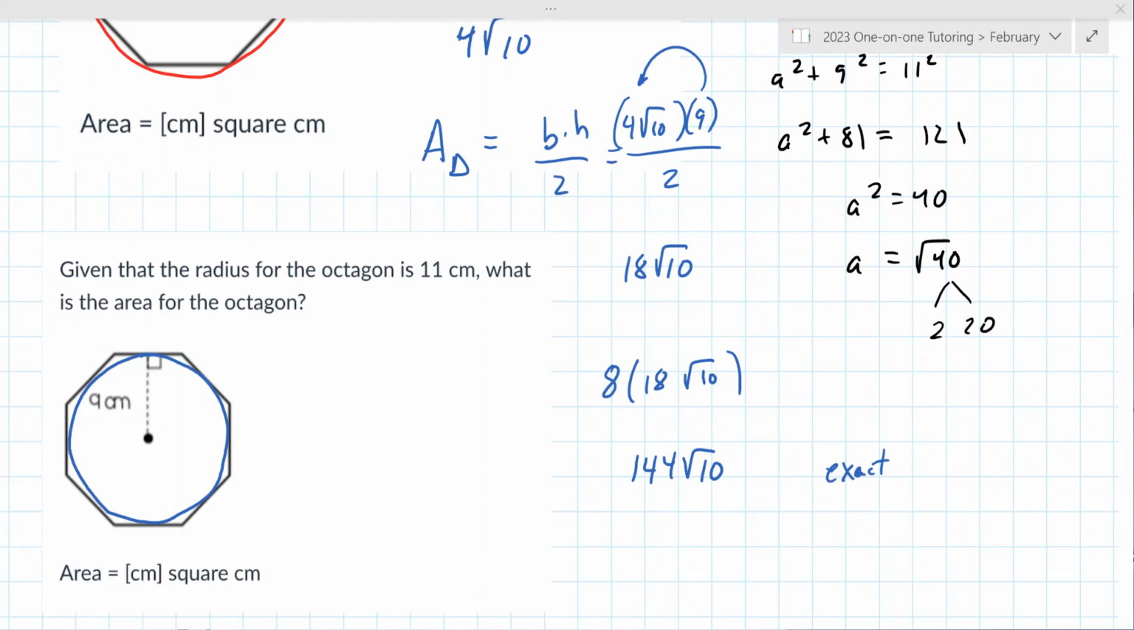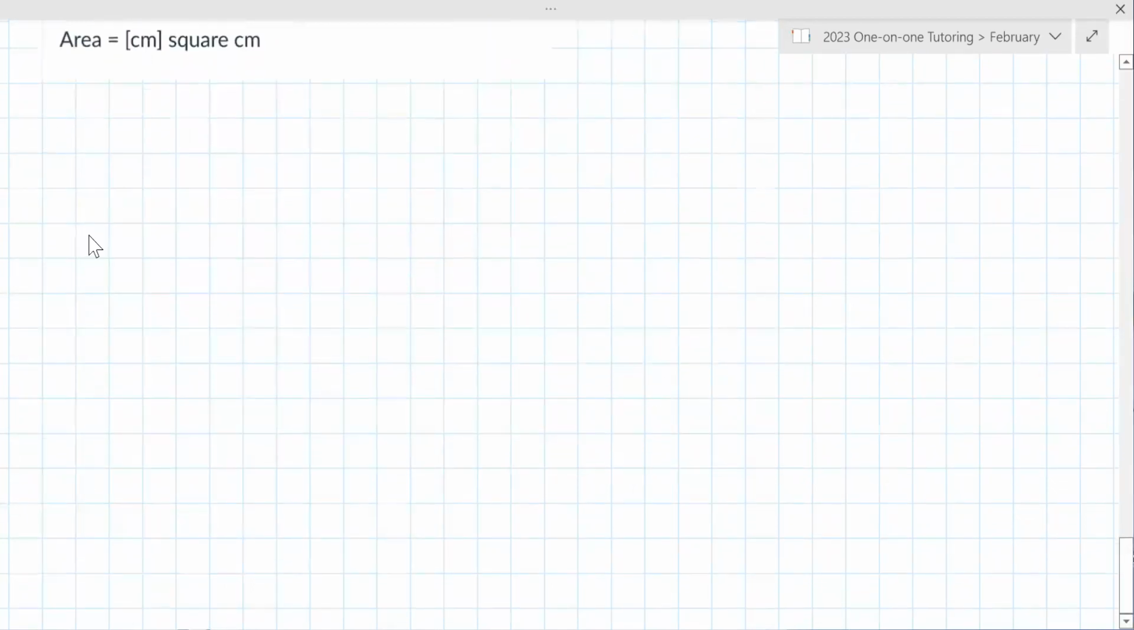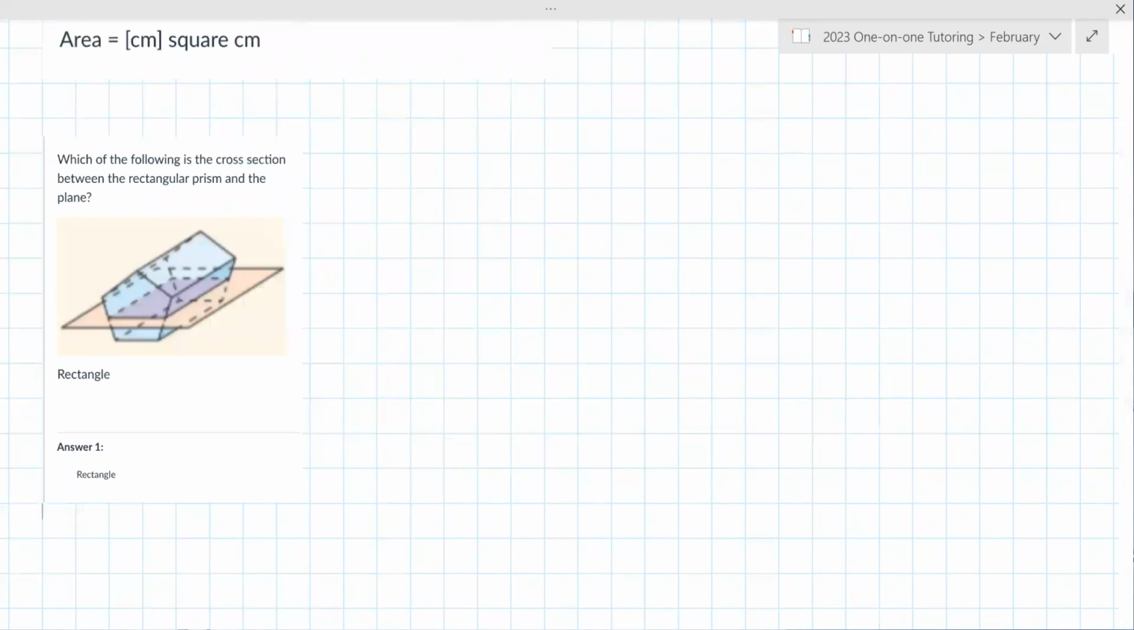All right. Can't really tell if you need help with this one, but the cross section. So I'll just snip it in. Yeah, no, I'm good. I'm good on cross sections. Okay, so this is okay. Yep. I'm good at that. Okay.